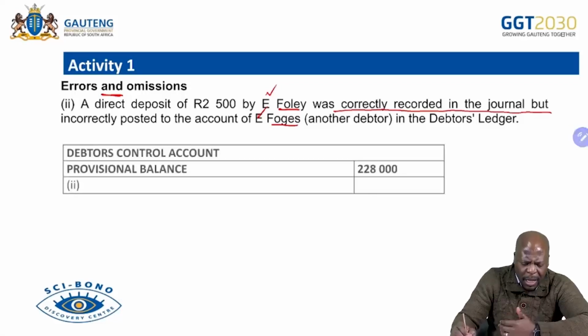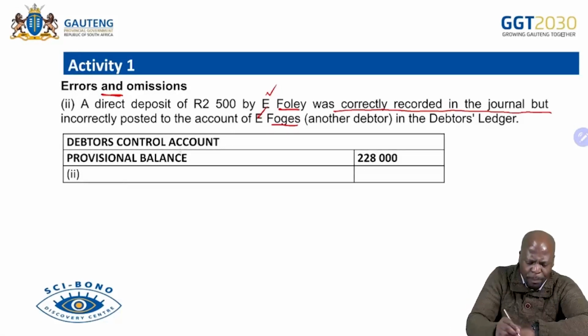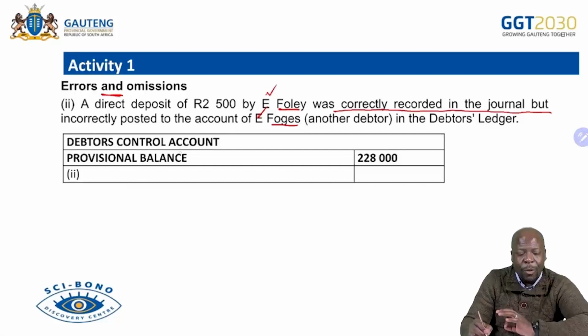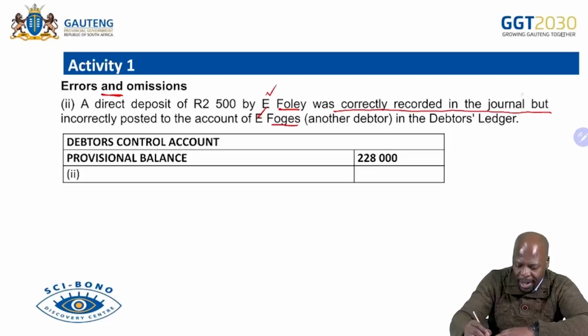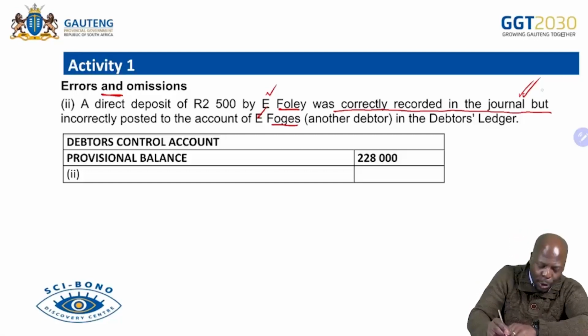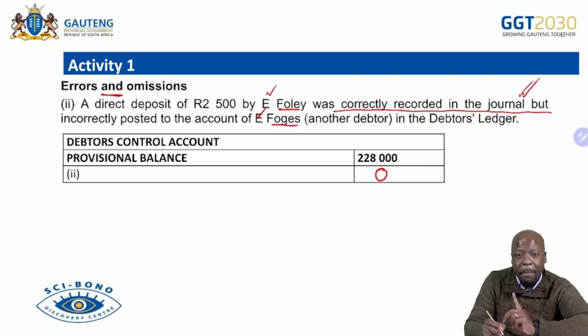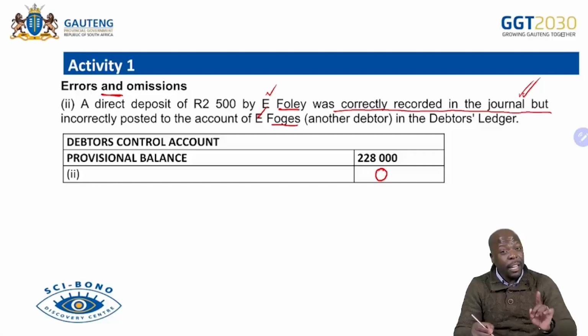Okay, so if I'm given my answer book, I'm now looking at number 2. Do I correct this in the control? No, I'm not going to do anything in the control because they're saying it was correct in the journal. A direct deposit was correct in the journal. So once it's correct in the journal, that means when I come to my control, it's going to be no entry. Remember to put that no entry. Don't leave it blank, please, I beg you. Don't leave it blank. Put no entry.